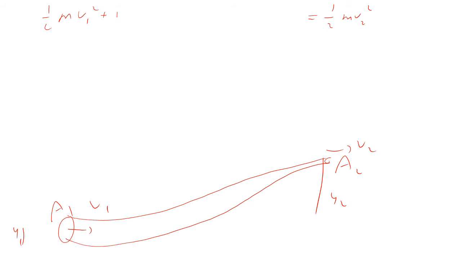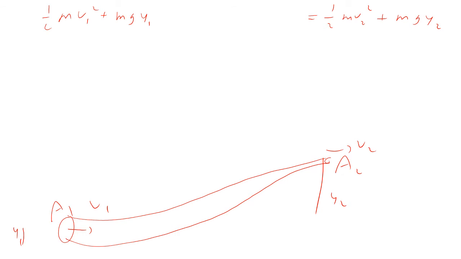So thinking about this again, it comes up here, we got some A1, we got some A2, we got some V1, some V2. This is going to be at some Y1, that's going to be at some Y2. So the initial kinetic is 1/2 mv1 squared. The final kinetic is 1/2 mv2 squared. The initial potential is going to be mgy1. The final potential is going to be mgy2. Okay, now we got to do work.